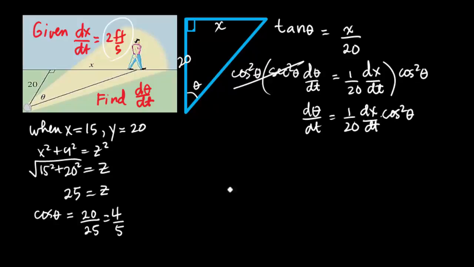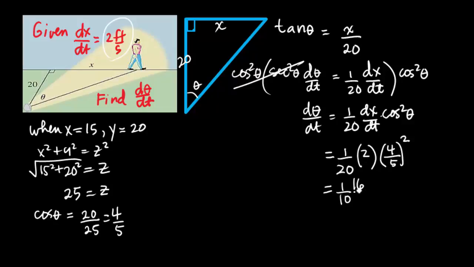All right, so now we're ready to plug in everything. So this is 1/20, dx/dt is 2 feet per second. Let's not write the unit of measure, to avoid the mess. So it becomes times 2, multiplied by (4/5) squared. So 1/10 times 16/25. That gives us 8 over 5 times 25, which is 8/125.